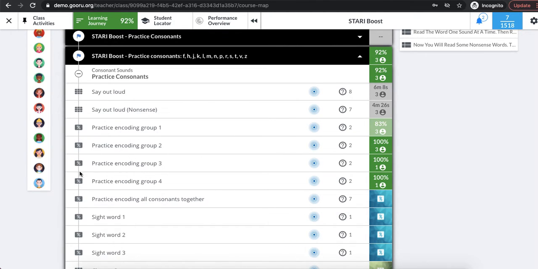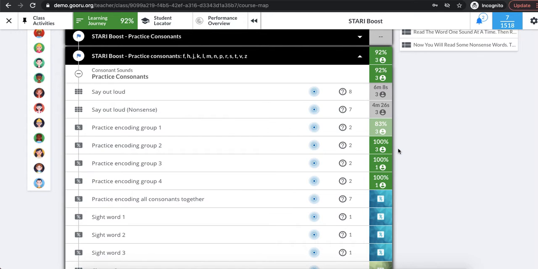So it looks like I have a whole handful of assessments following those practice opportunities. For this first assessment, it's just 2 questions. I can see 83% is the average score, and 3 of my students completed that assessment. For the next one, it's also 2 questions. Again, 3 students completed that assessment, and the average score is 100%.